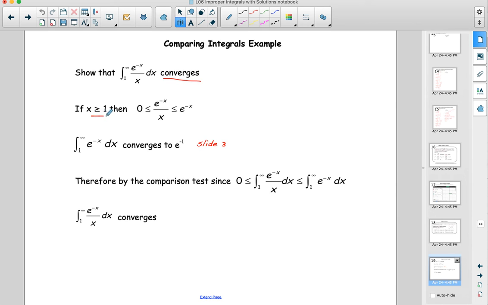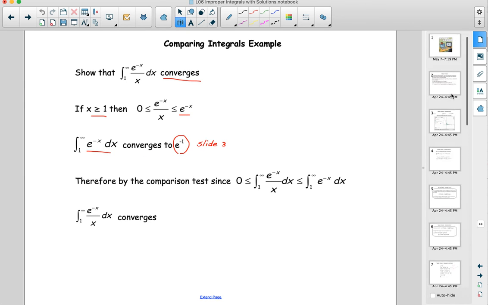But I do know that if x is greater than or equal to 1, because that's the bounds of integration, then e to the negative x over x is definitely smaller than e to the negative x. I want you to think that through. You're dividing this value by a value larger than 1, so you're making it smaller. So e to the negative x exceeds e to the negative x over x. The integral from 1 to infinity of e to the negative x converges to e to the negative 1.